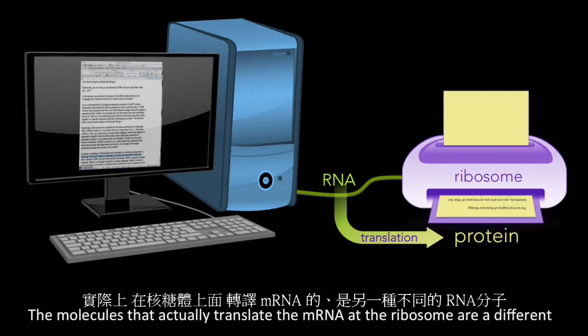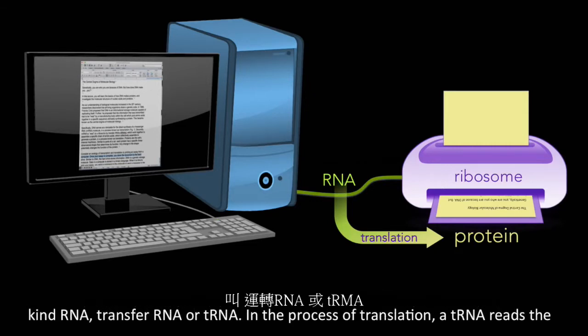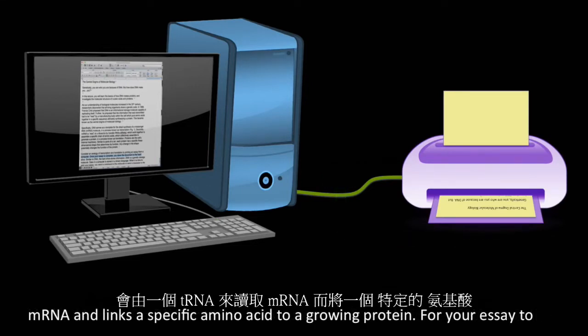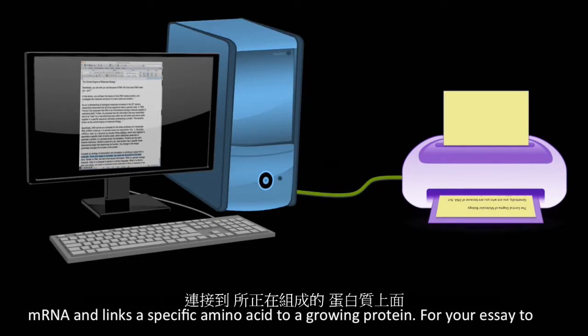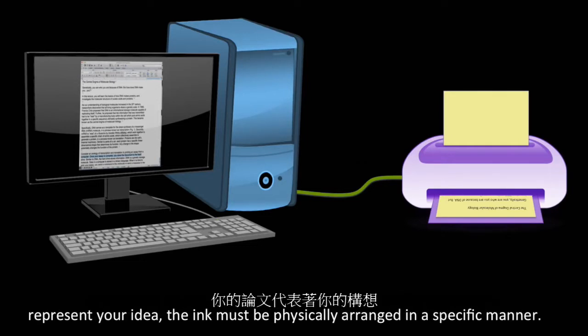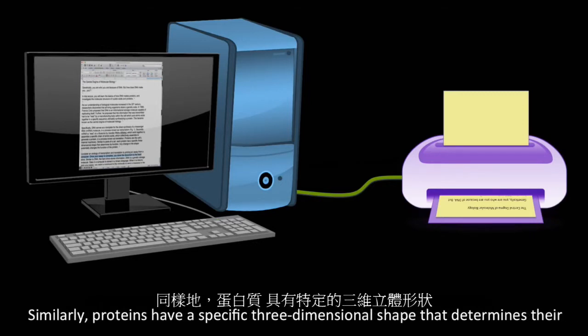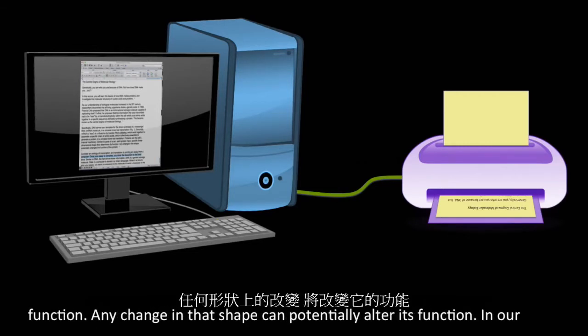The molecules that actually translate the mRNA at the ribosome are a different kind of RNA, transfer RNA or tRNA. In the process of translation, a tRNA reads the mRNA and links a specific amino acid to a growing protein. For your essay to represent your idea, the ink must be physically arranged in a specific manner. Any malfunctioning in the positioning of the letters would not convey the same idea. Similarly, proteins have a specific three-dimensional shape that determines their function. Any change in that shape can potentially alter its function.